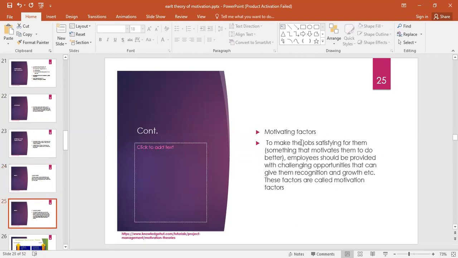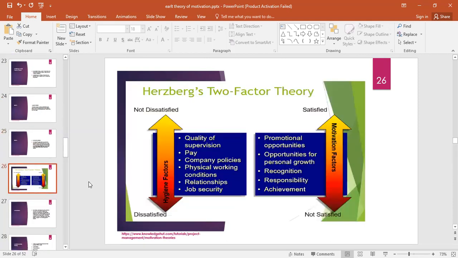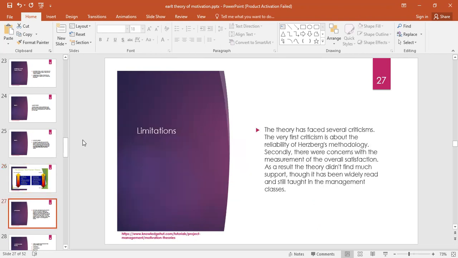In motivating factors, to make the job satisfying for them, employees should be provided with challenging opportunities that can give them recognition and growth. These factors are called motivation factors. This is the diagrammatic representation of Herzberg's two-factor theory. In hygiene factors: quality of supervision, pay, company policy, physical working conditions, relationships, job security. And in motivation factors: promotional opportunities, opportunities for personal growth, recognition, responsibility, and achievement.